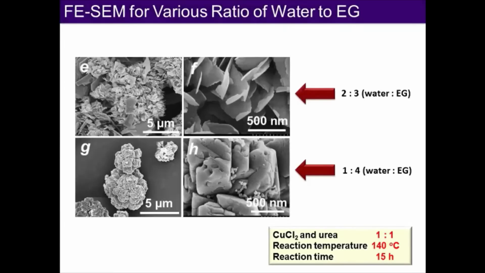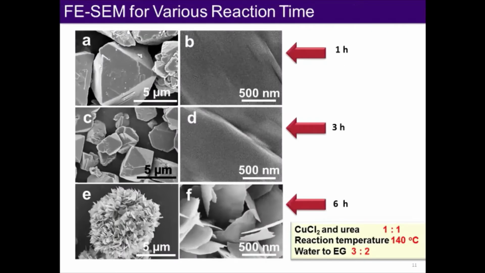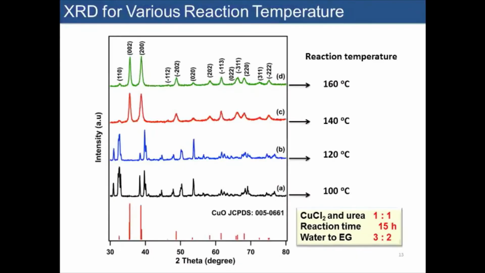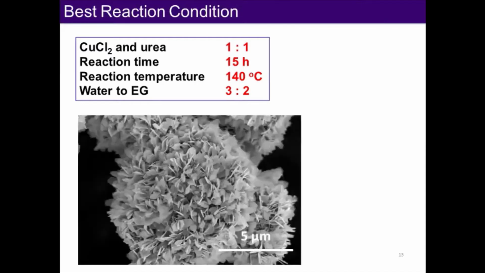Then this picture gives the other ratios of water and ethylene glycol. Then once again the XRD pattern for various reaction times, varied from 1 hour to 18 hours, including 12 hours, 15 hours and 18 hours. And finally, we found that the optimum condition for the preparation of copper oxide flower-like morphology is 15 hours reaction time, reaction temperature 140 degrees centigrade, water to ethylene glycol ratio 3:1. Once again, the initial reactants copper chloride and urea ratio is 1:1. Now you can see once again the beautiful flower-like morphology.